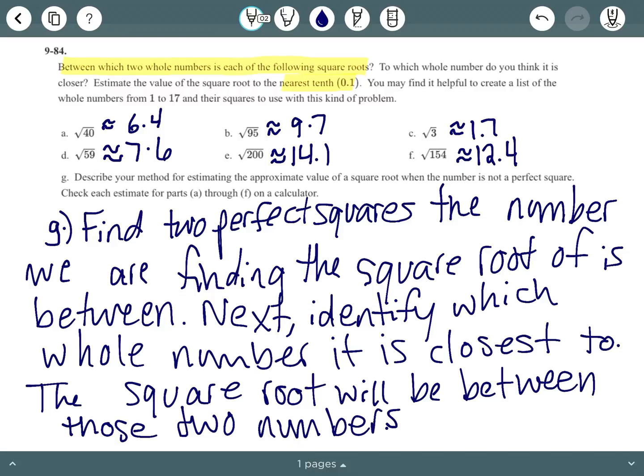So again, we just kind of use logic to determine, all right, now the square root of 40, is it going to be closer to the square root of 36 or the square root of 49? Well, it's slightly closer to the square root of 36, which is where we got 6.4. So it wouldn't make sense to do something like 6.9 because that would mean it would be closer to that perfect square of 49, which is 7 squared. So that's how we determine what tenth it might be closest to.